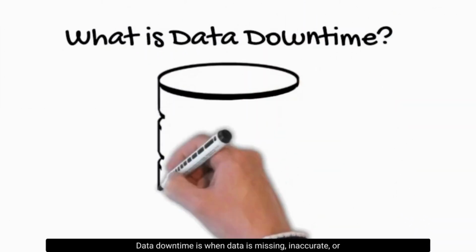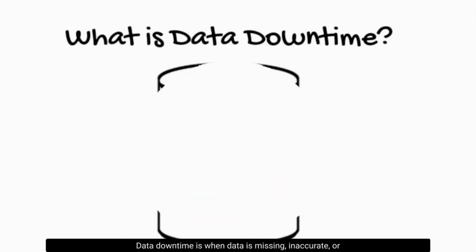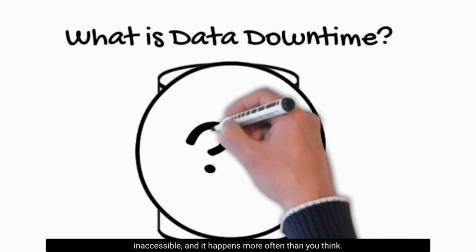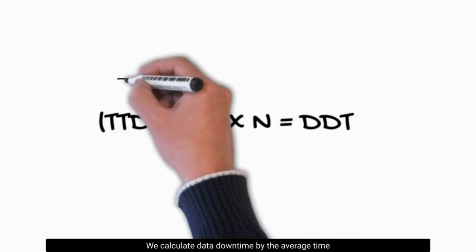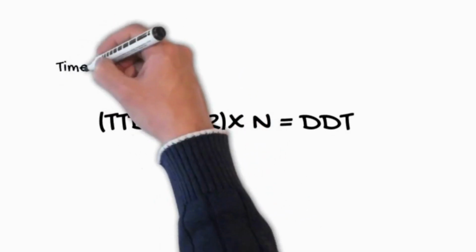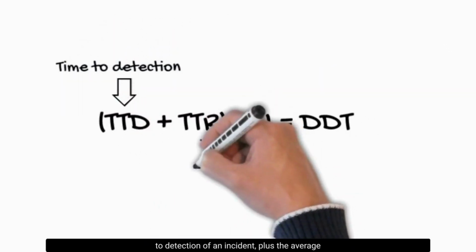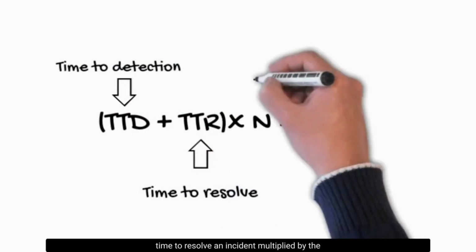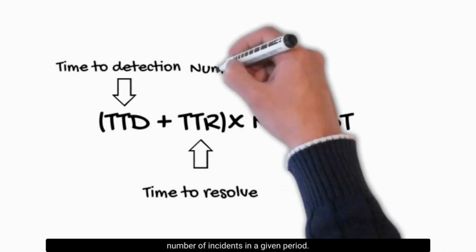Data downtime is when data is missing, inaccurate, or inaccessible, and it happens more often than you think. We calculate data downtime by the average time to detection of an incident, plus the average time to resolve an incident, multiplied by the number of incidents in a given period.